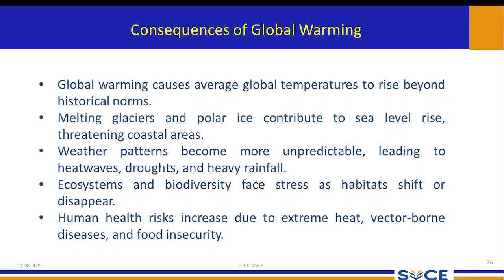Ecosystems and biodiversity face stress as habitats shift or disappear. Human health risks increase due to extreme heat, vector-borne disease, and food insecurity. When there is extreme heat, vector-borne diseases may happen, and food insecurity may take place because of the drought areas. There won't be food security. Please keep in mind, all this will affect us.